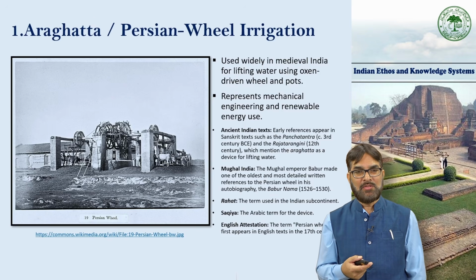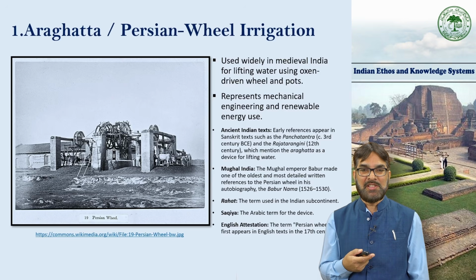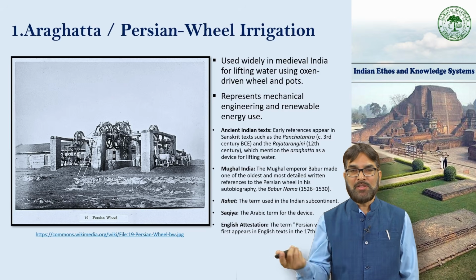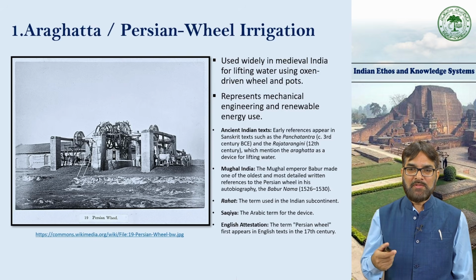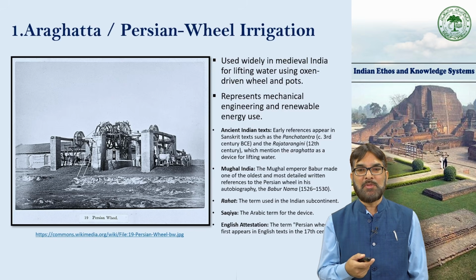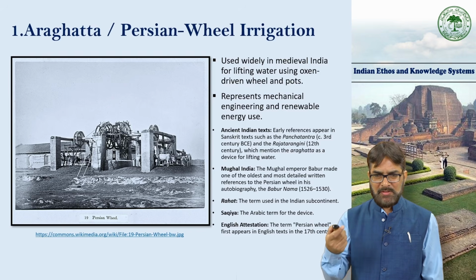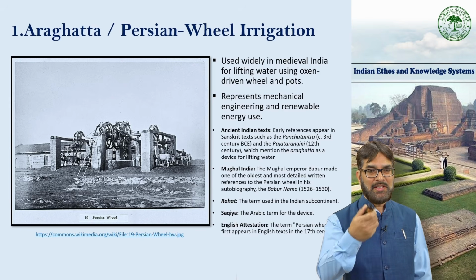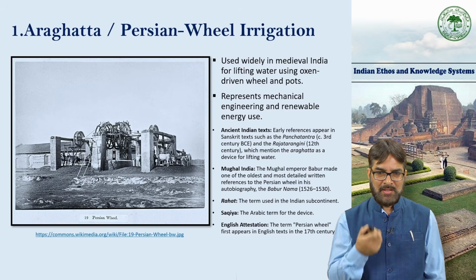Arghat, that is the term normally used in rural areas, for Persian wheel irrigation. It is normally used widely in medieval India for lifting water. Even today in rural areas, you may find such wheels. It was used for lifting water using an oxen-driven wheel and pots. It represents mechanical engineering and renewable energy use. It is called the Persian wheel because there are sources in ancient and medieval texts that it has a relation to Persia or Egypt also.